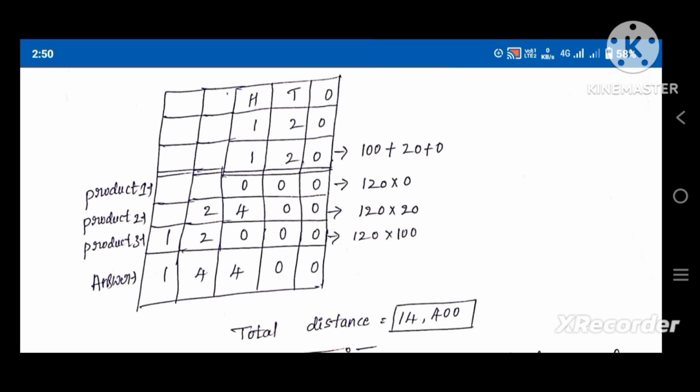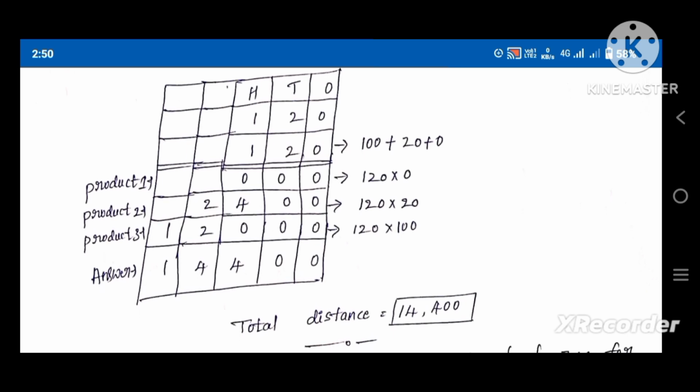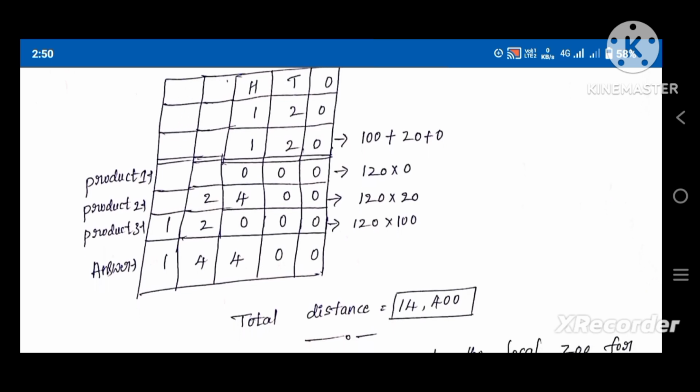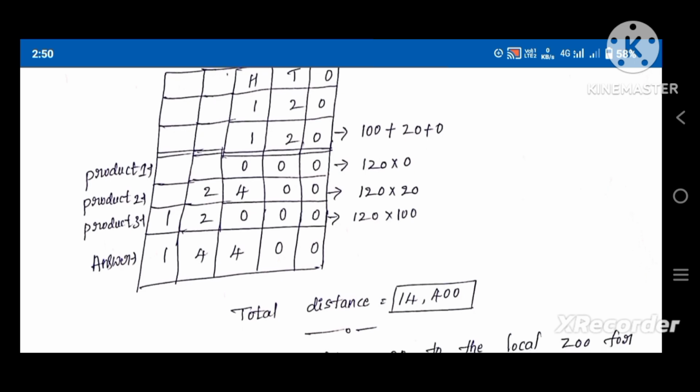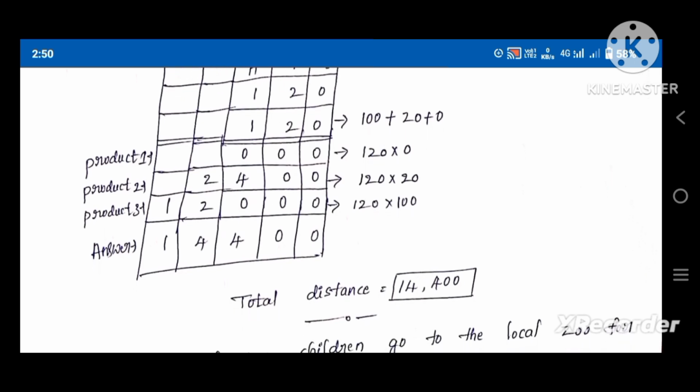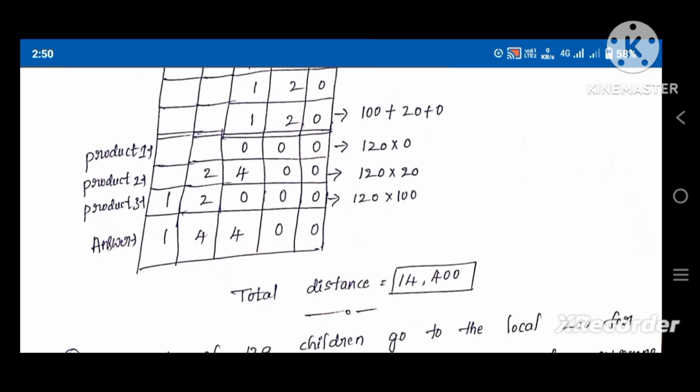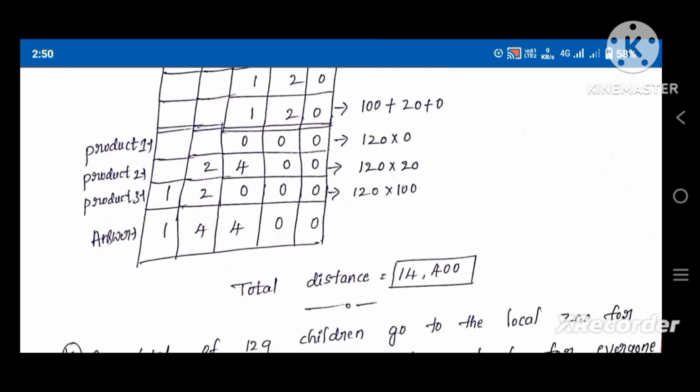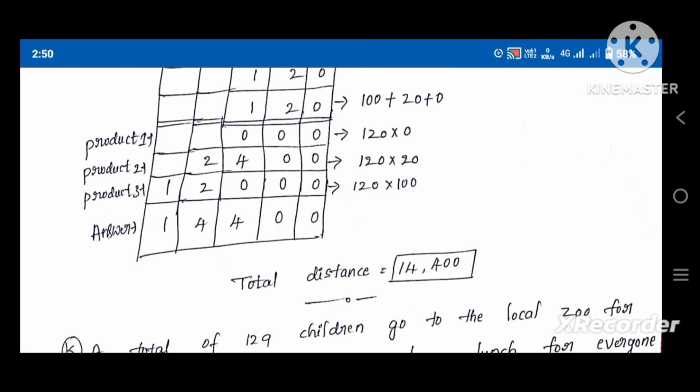120 multiplied by 120. 120 means 100 plus 20 plus 0. Product 1 is 120 into 0. Product 2 is 120 into 20. Product 3 is 120 into 100. Add the three products and get the answer 14,400.